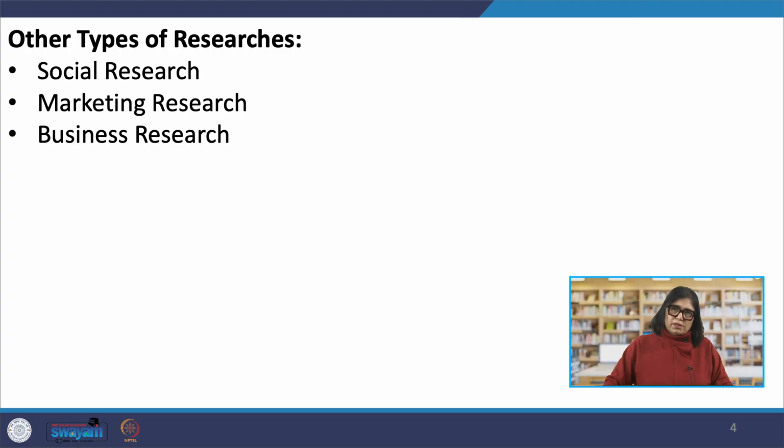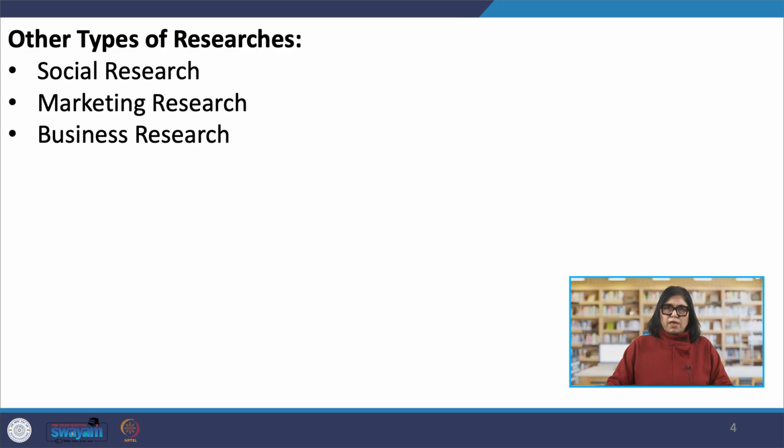As a type of research, then comes social research. The different types of social research investigate social issues, trends, and human behavior. That is, studying poverty, education, or social media use. It can be quantitative, qualitative, or a combination of both. That is the mixed approach.